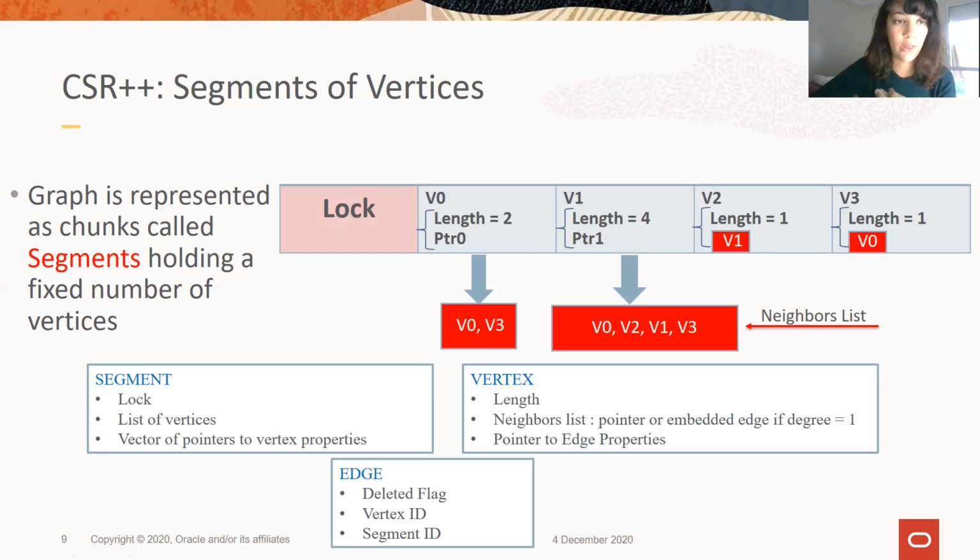That allows for really good memory consumption. And for the edges, how they're represented, they hold 3 fields. First of all, the deleted flag. We're going to talk about deletions later in the update protocol. Then the vertex ID, meaning the index of the vertex in the segment. And then the segment ID, since the graph is represented as a list of segments, we need to locate in which segment the edge is.